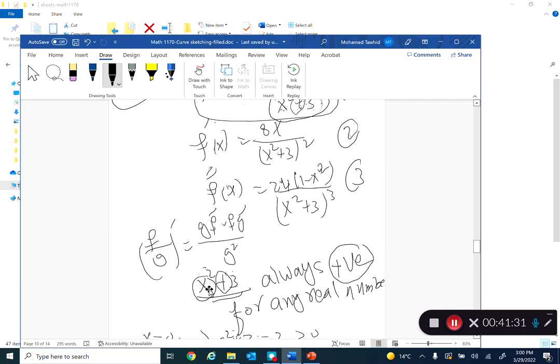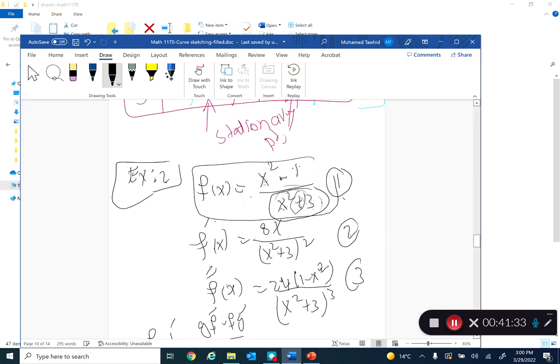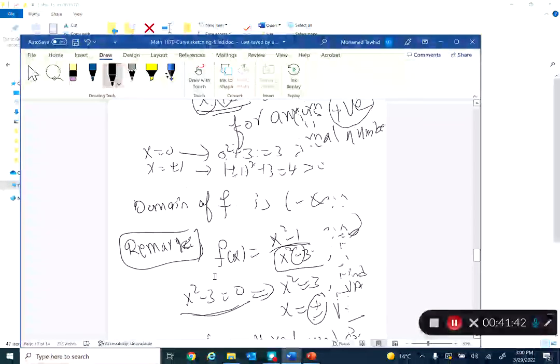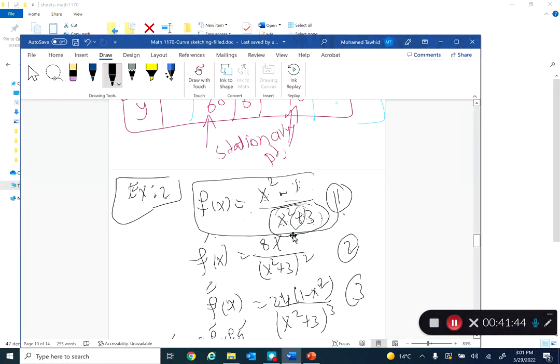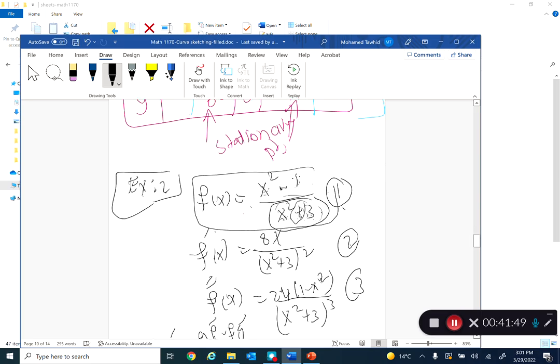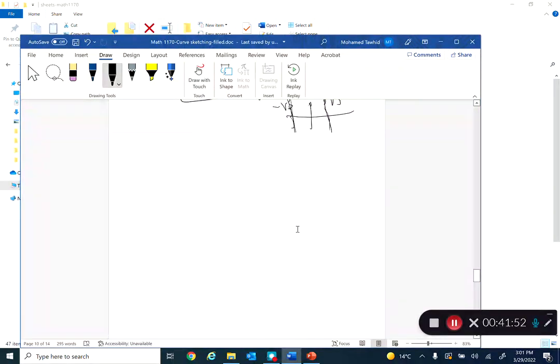Now we return to our example. Example number 2, I need to sketch the graph of f of x equals x squared minus 1 over x squared plus 3. From the remark, the domain should be all real numbers. Why? Because x squared plus 3 is always positive, so there is no way for it to be 0. So now we have figured out the domain.